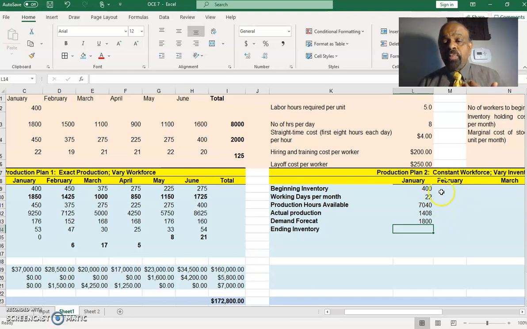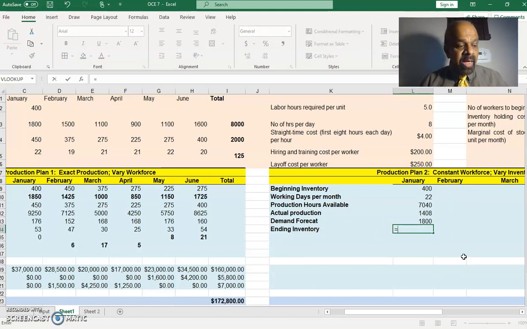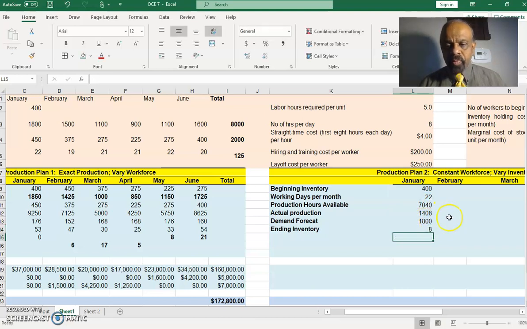We know that the beginning inventory of February is going to be the ending inventory of January. So my ending inventory for January is going to be equal to the beginning inventory, which is 400, plus my actual production, which is 1408, minus my demand forecast, which is 1800. So I have 8 as my ending inventory.